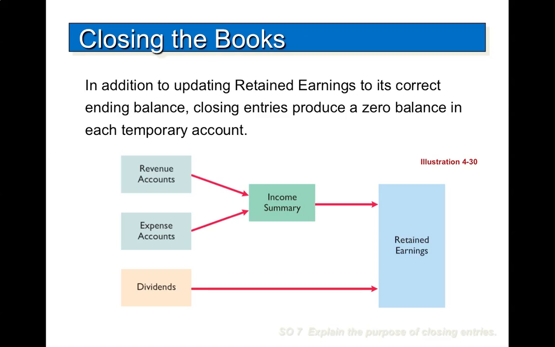So the 4 steps for the 4 closing entries are: you close revenue first into income summary, expense accounts into income summary, income summary into retained earnings, and dividends into retained earnings.